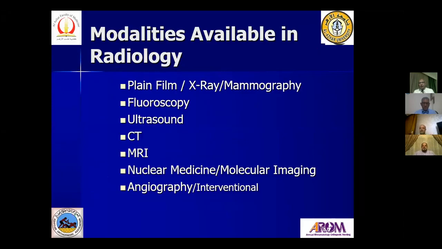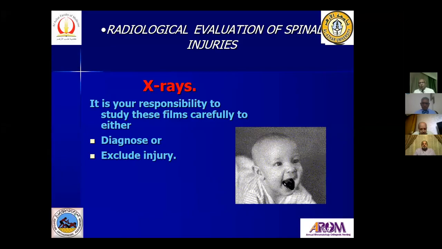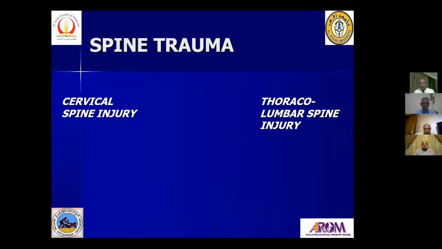The modalities available in radiology are plain X-ray, which is very important and from which you can diagnose a lot of things, fluoroscopy, ultrasonography, CT, MRI, nuclear medicine, and angiography. So it is your responsibility to study the film carefully to either diagnose or exclude the injury. These are the doctors who are responsible for that. The spine can be divided into cervical spine injury or thoracolumbar spine injury.